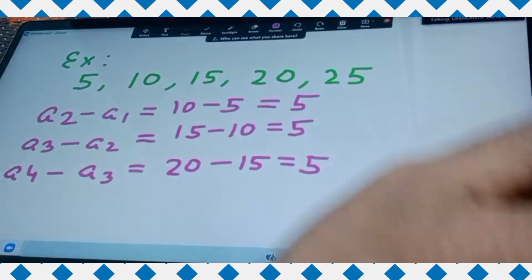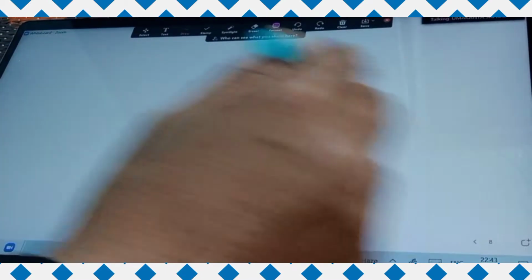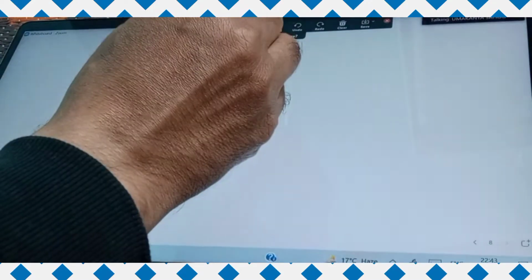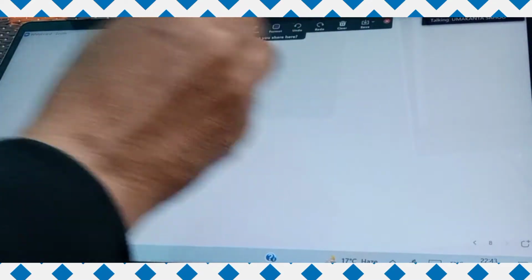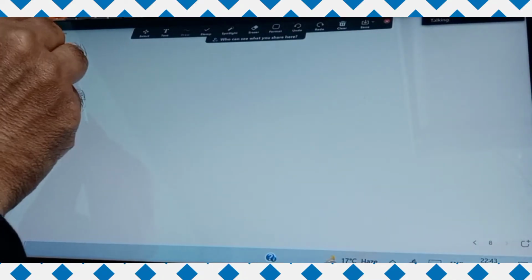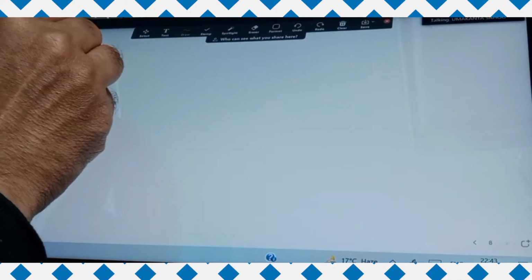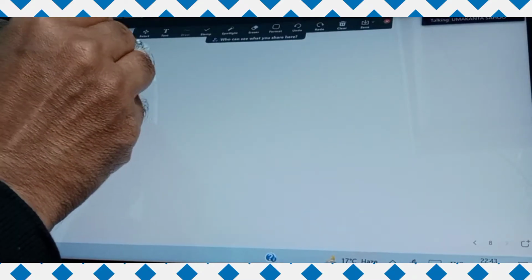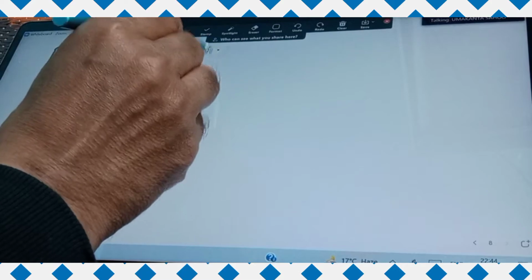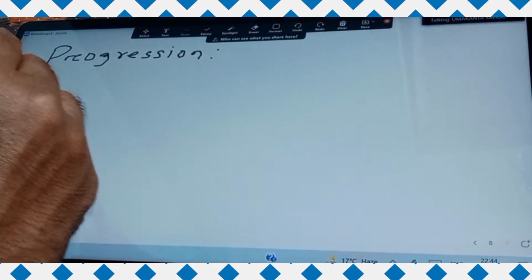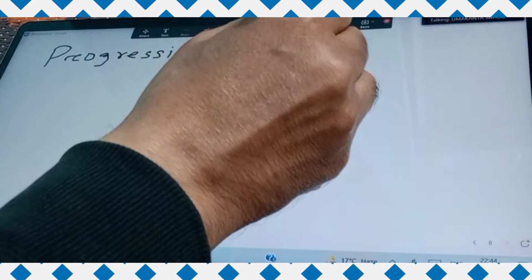Okay, so the next concept we are discussing is progression. What is progression? Let's see. Can you tell me what is progression? Progression is a sequence.